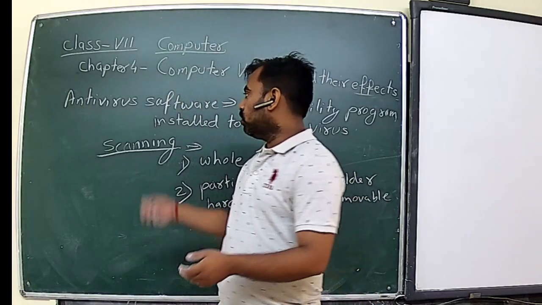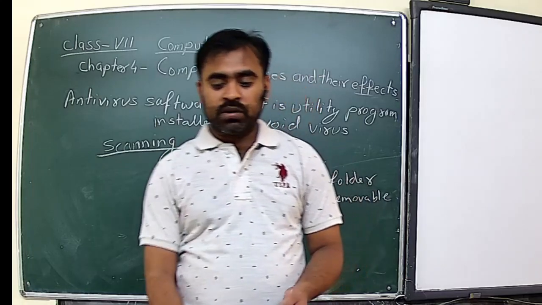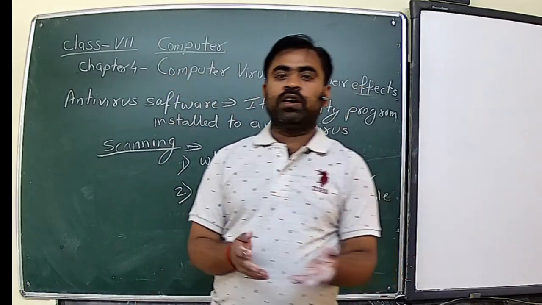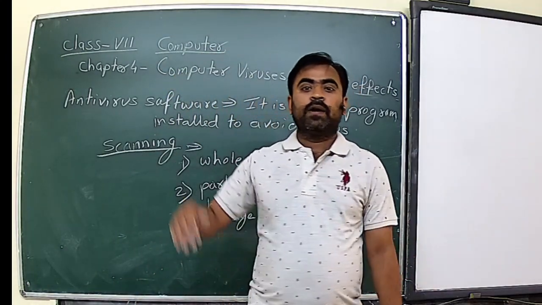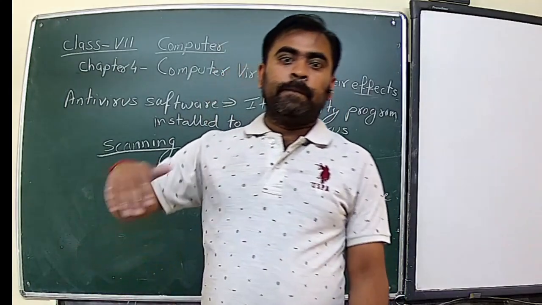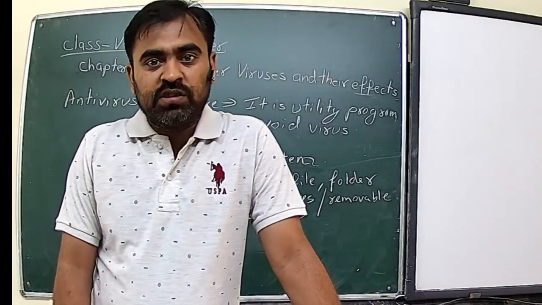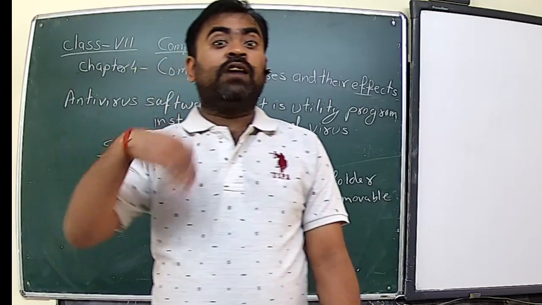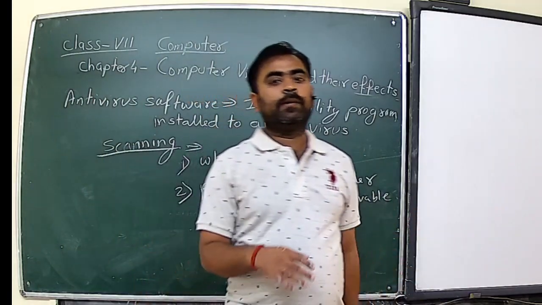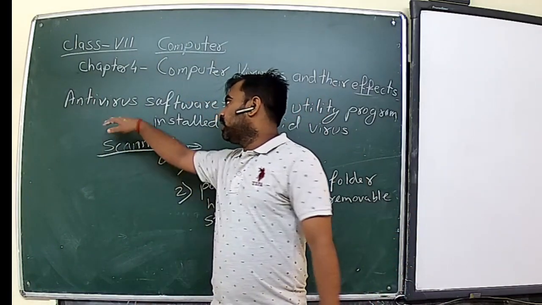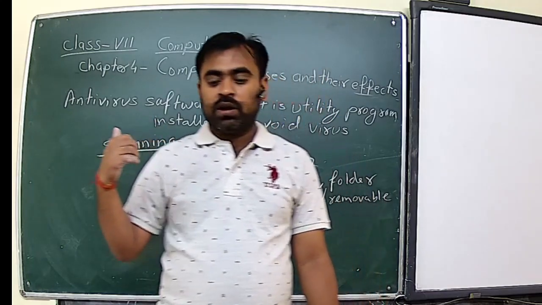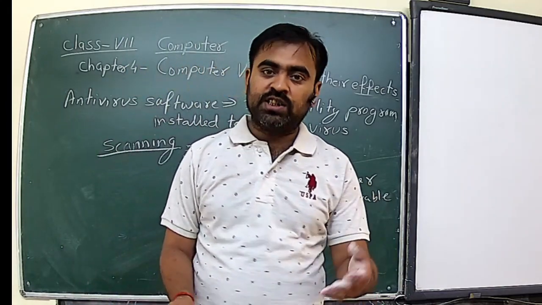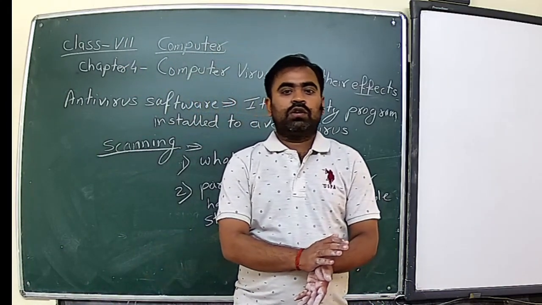Clear? So this is how we come to the end of this chapter, where we have discussed what a computer virus is, different types of viruses, different forms of virus attacks, the symptoms of virus infection, how viruses get transmitted from one system to another, their prevention, and lastly the antivirus software. Okay. Now the exercise part of this chapter will be available to you on your school website.